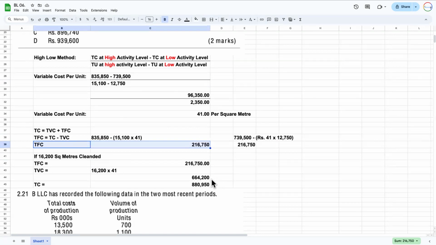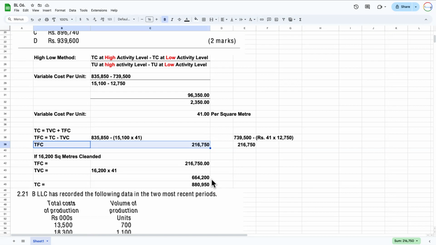First, we have to determine the highest activity level and the lowest activity level. After that, we have to determine the total cost for the highest activity level and the total cost for the lowest activity level, and put them into the formulas, and you will end up with the variable cost per unit. With the variable cost per unit, we can apply it to the lowest or highest activity level to separate the fixed cost. Then, if the question is asking what the fixed cost is, we can give the answer.